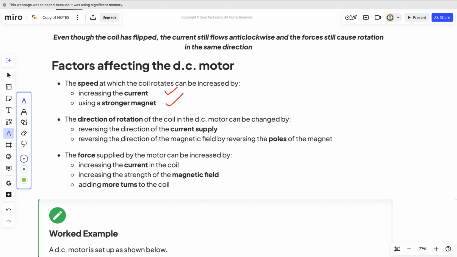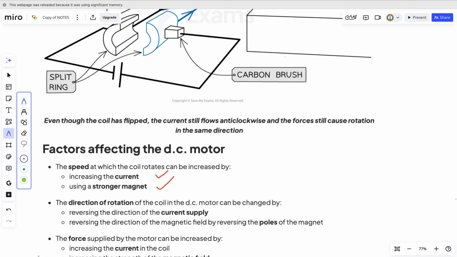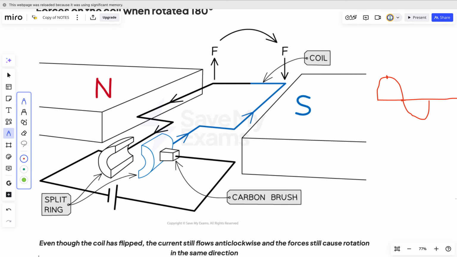Now, if you want to change the direction of rotation, what are we supposed to do? You change the polarity. If you want to change the direction of rotation, you can change the polarity of the magnet. Take this south, put it here. Take the north, put it here. Once you do that, the direction of the force will reverse. This force that was going down will go up.